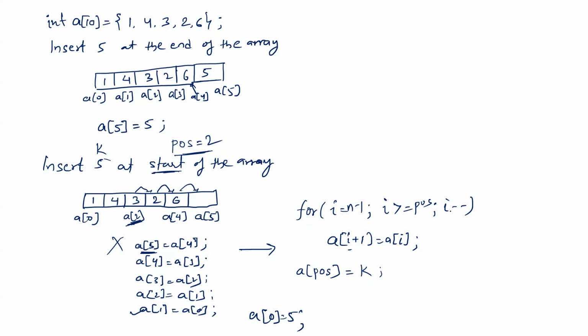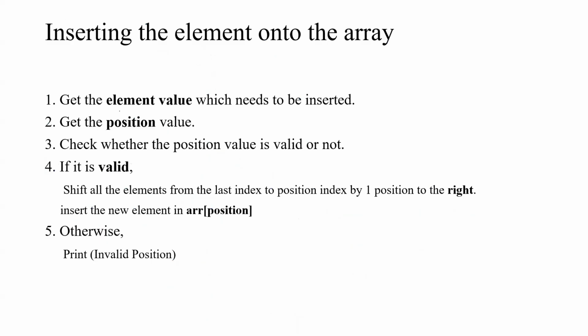Now, let's come back to the algorithm. Step number 1, we will get the element value which we want to insert. Let's suppose I want to insert the value k here. Next is the position value, and position value means the index, the index on which we want to insert the value.